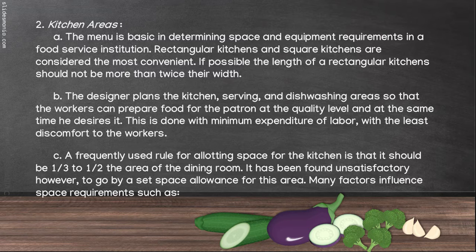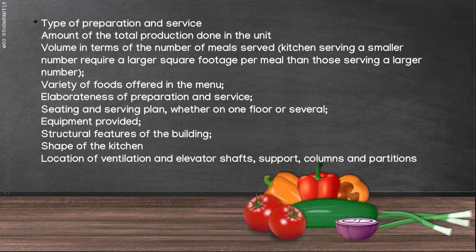A frequently used rule for allotting space for the kitchen is that it should be 1/3 to 1/2 the area of the dining room. It has been found unsatisfactory, however, to go by a set space allowance for this area. Many factors influence space requirements, such as the type of preparation and service. Okay, so ayan. Basahin nyo na lang din ito, class.